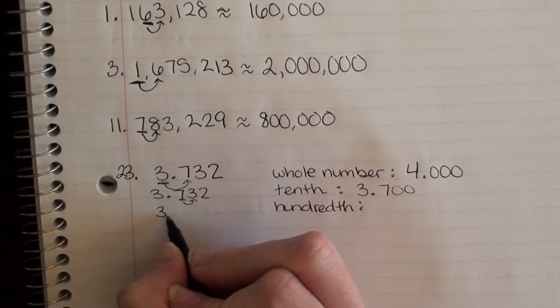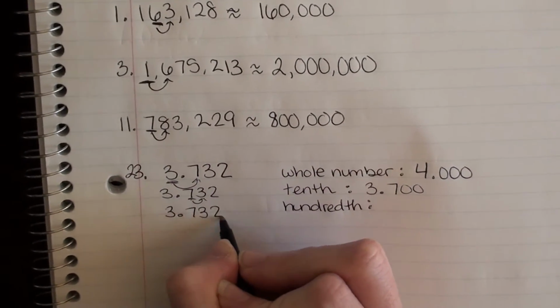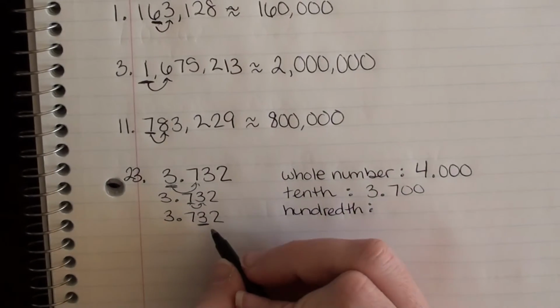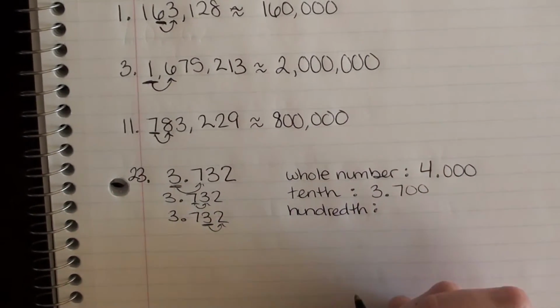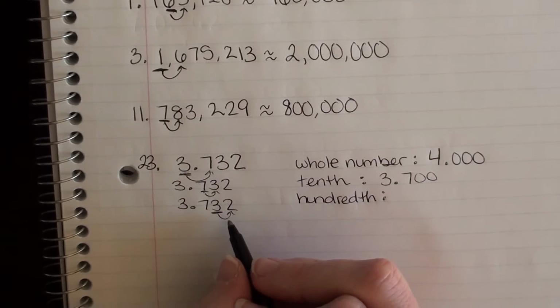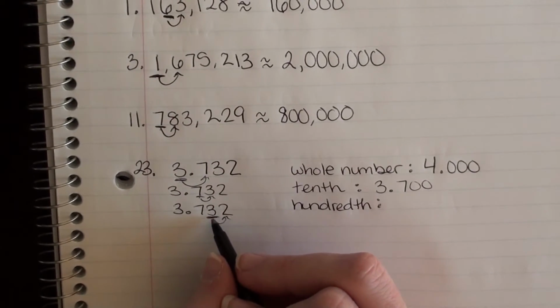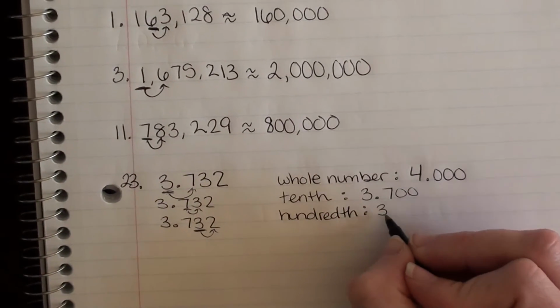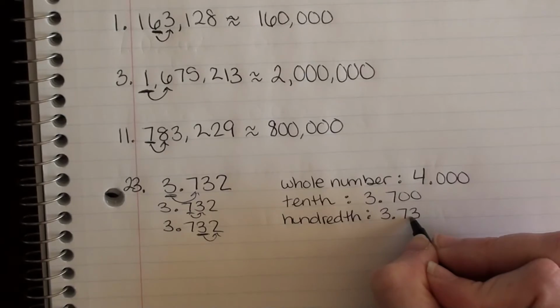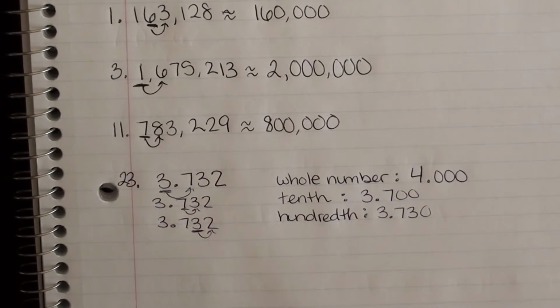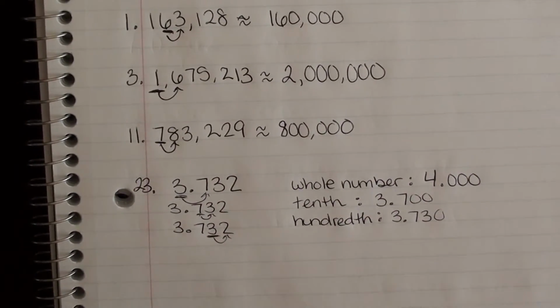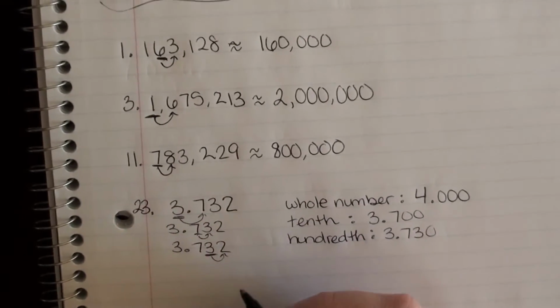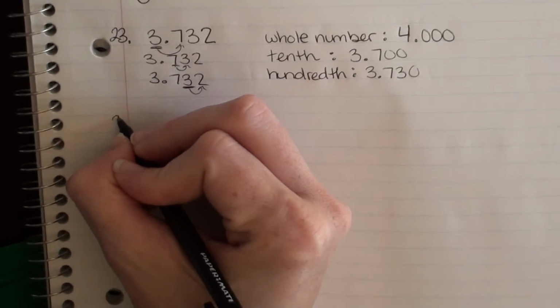I'm going to rewrite it again. Underline my hundredths place. And I'm going to look next door. Is it 5 or more? No, so I leave the 3 alone. All the numbers before it stay the same, and then the rest become zeros. Okay? And then let's do number 33.